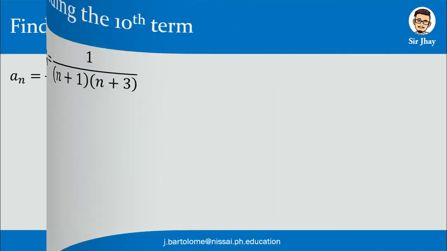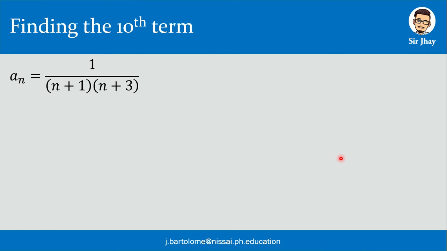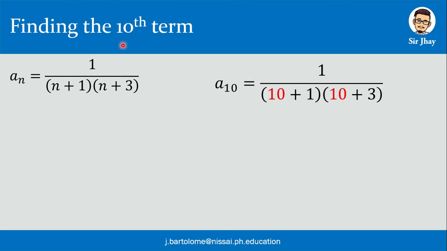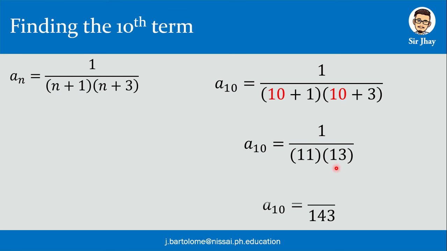How about if we are asked for the 10th term? Using the same equation, let us substitute the value of n by 10. That is, a sub 10 equals 1 over 10 plus 1, multiplied by the quantity 10 plus 3. That is, 10 plus 1 gives you 11, and 10 plus 3 gives you 13. Multiplying the denominator, 11 times 13, gives you a sub 10 equal to 1 over 143.